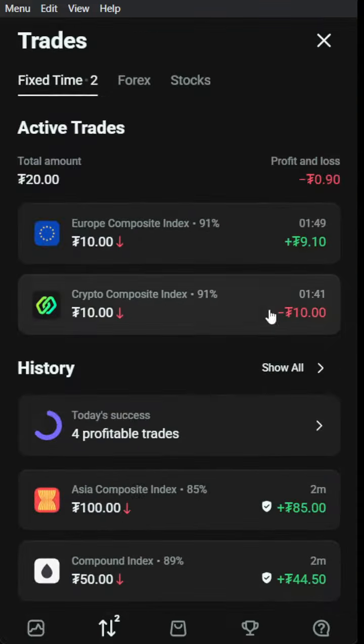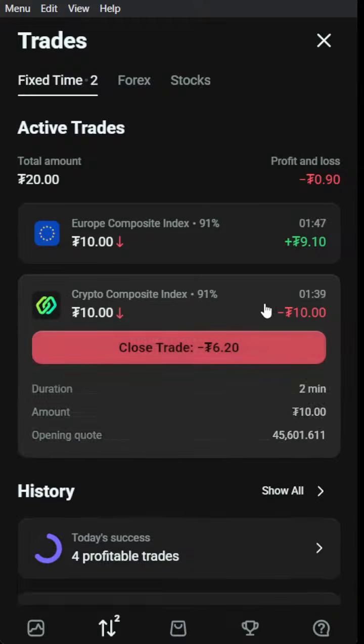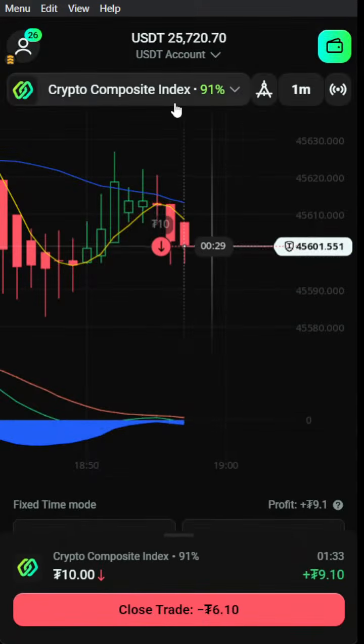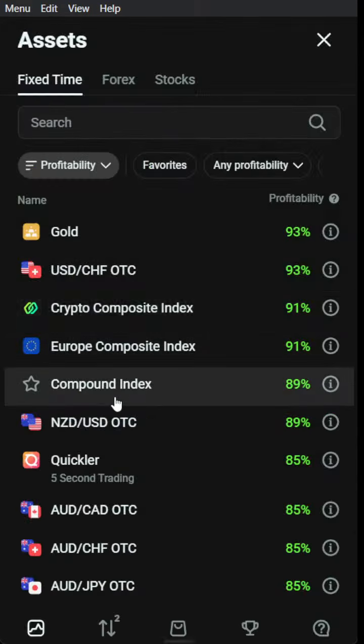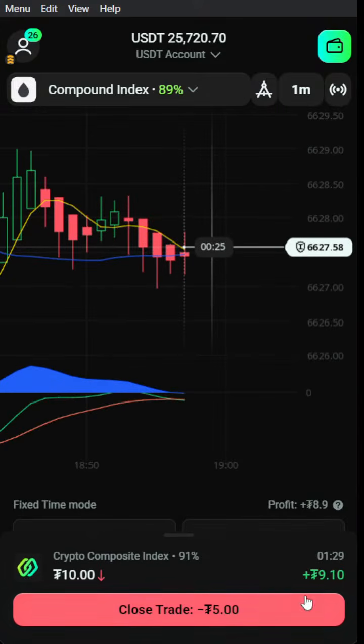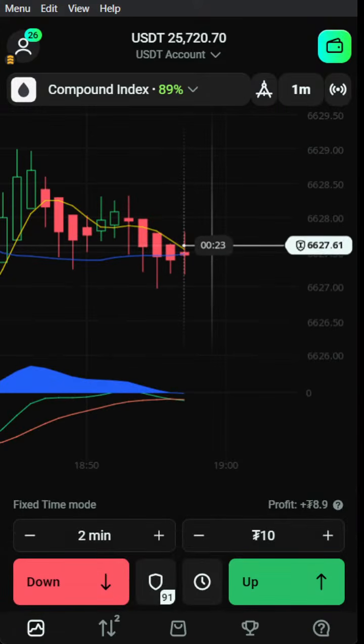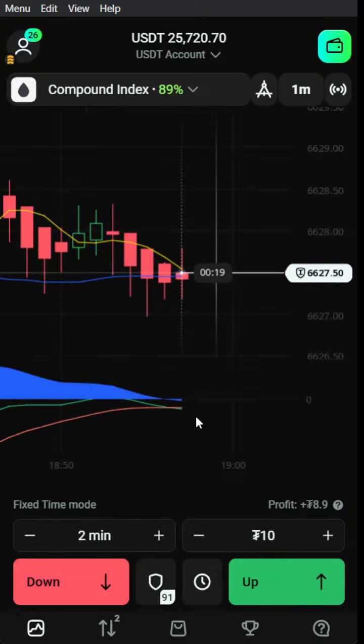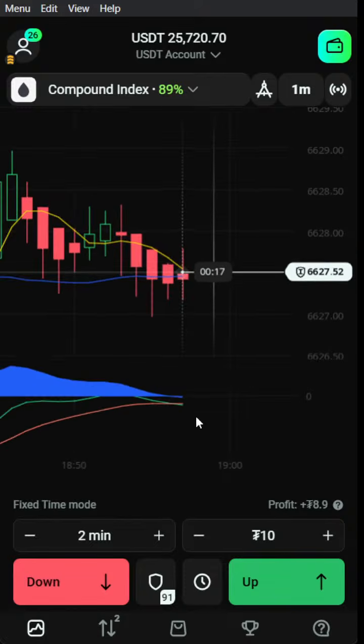Now we have two active trades. One is positive, one is negative, but we still have 2 minutes to go. Okay, so don't worry. Give it some time. Don't be in a hurry. Once you apply the trade, guys, don't keep watching it. That is my one suggestion that I give you guys. If you have applied the trade, just close it and go to some other asset.